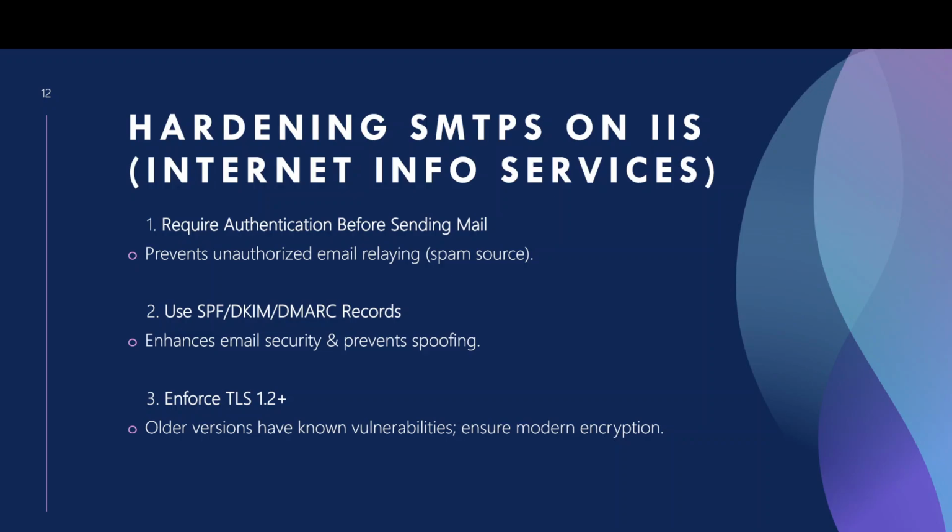Second up, you use SPF, DKIM, or DMARC records. This is also going to enhance email security and prevent any kind of spoofing. And then finally, enforcing TLS encryption 1.2 plus. Older versions have known vulnerabilities that can actually be exploited by someone. So having the most up-to-date version of TLS is going to help ensure modern encryption.